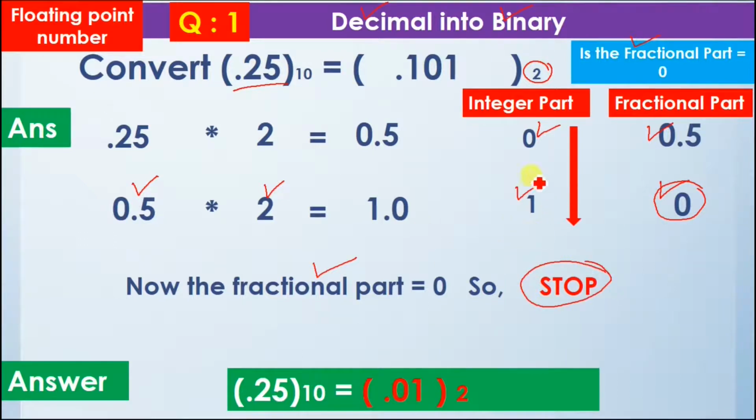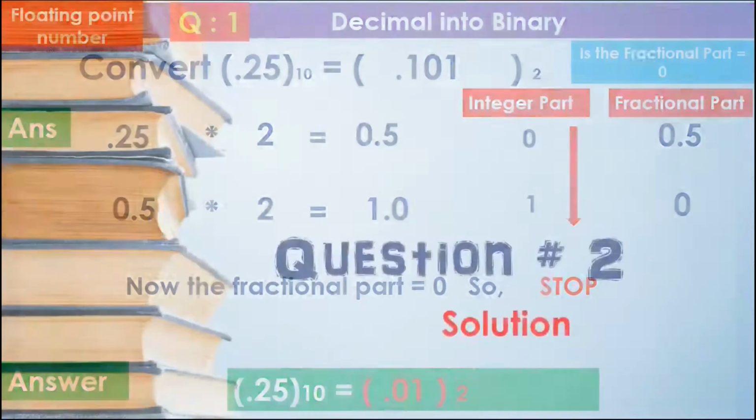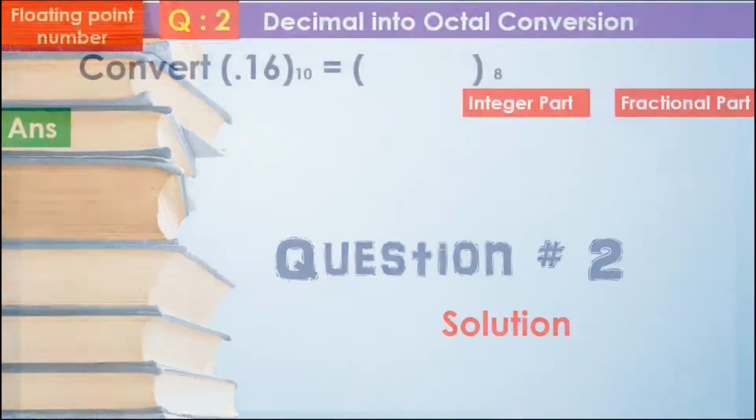We will calculate the answer by going from top to bottom of the integer part. The decimal point will maintain its position, so the point will stay here and we can write the answer as point. First we write 0, and then we write 1. So now we can say that the number 0.25 in decimal is equal to 0.01 in binary.